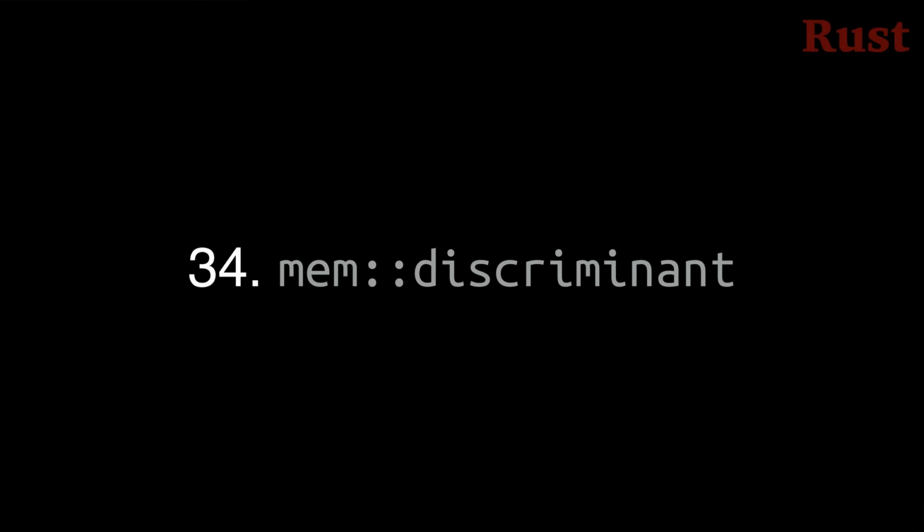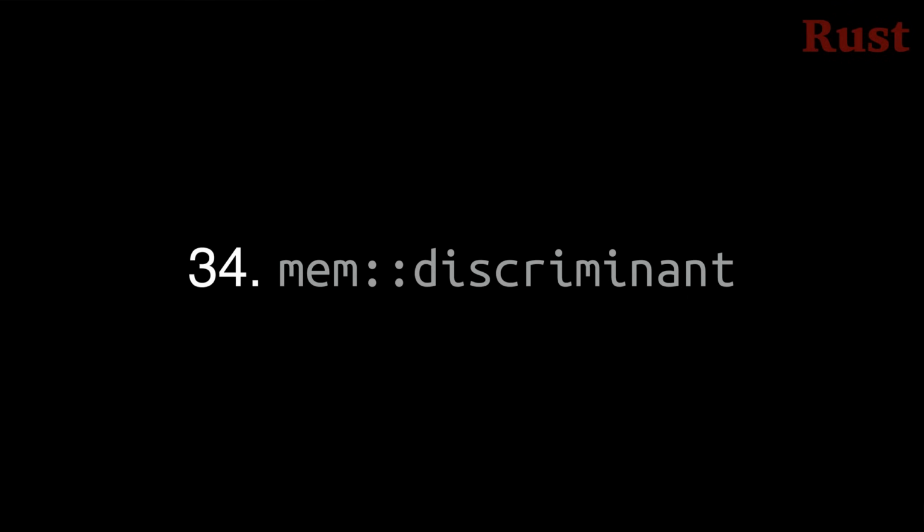Number 33. MaybeUninit has had two methods const stabilized. The first is assume_init_read, which assumes the value is initialized and reads the value from the MaybeUninit container. The second is zeroed, which creates a new MaybeUninit in an uninitialized state with the memory filled with 0 bytes. Number 34. The mem discriminant function has been const stabilized.